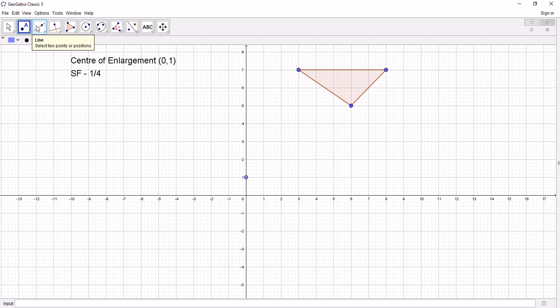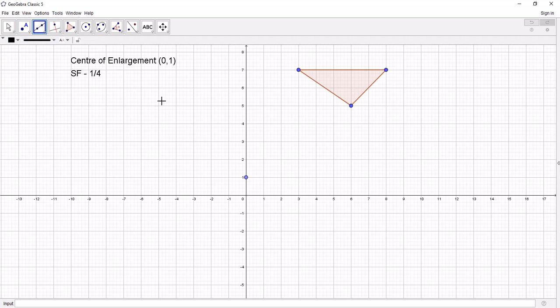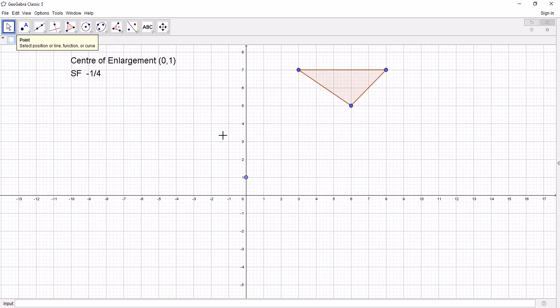So what we're going to do is draw on our lines, and actually I'm going to make this a little bit harder. I'm going to make it a negative scale factor, -1/4, but it doesn't look like a negative because of how the computer puts it. Okay, so your scale factor is -1/4.